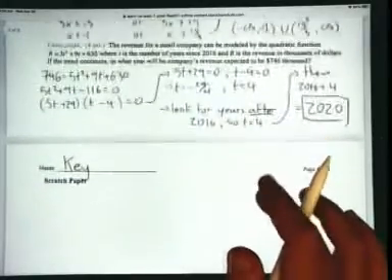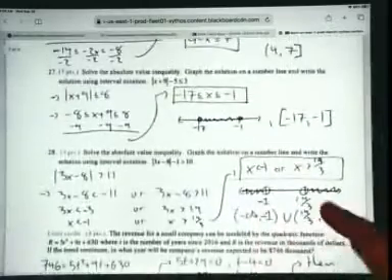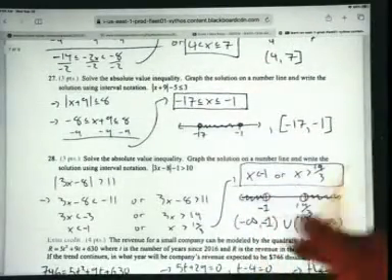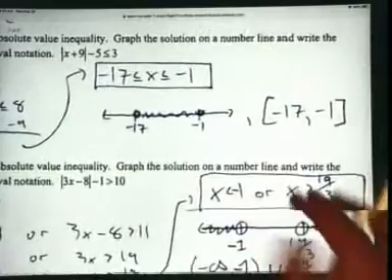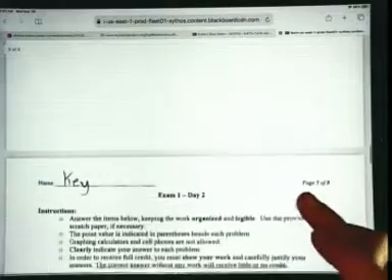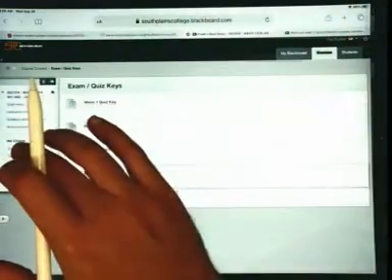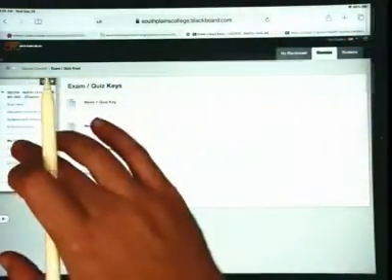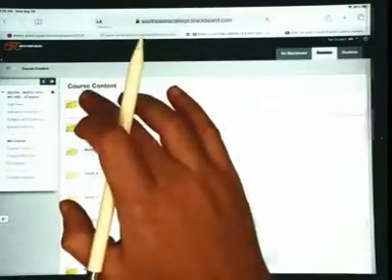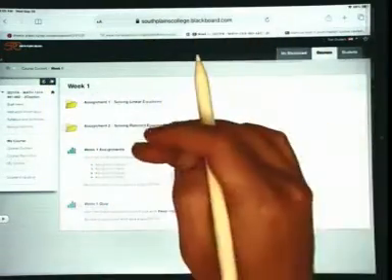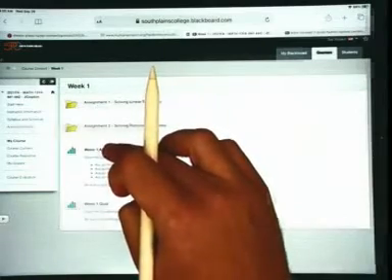I had to go back and fix a couple of things, so there's a couple of annotations I had to make on this key. But anyways, there's the key that you can look at, and now let's go and talk about how you get access to your exam. It doesn't matter what link you use. In fact, I can get to that exam right here just going by week one assignments. It's going to take me into Gradescope.